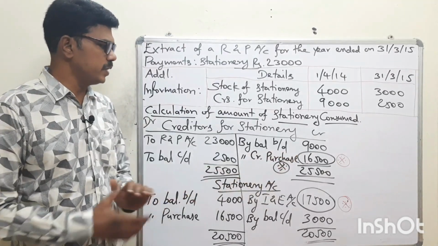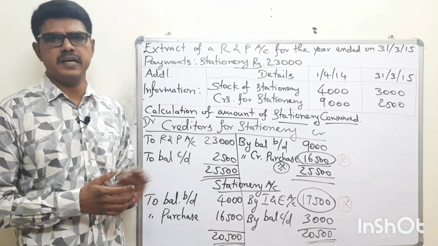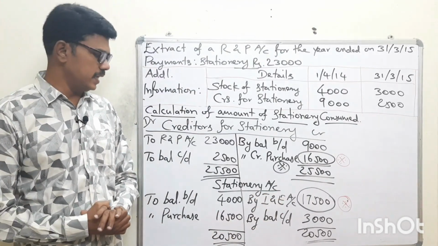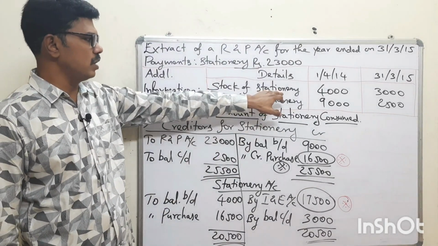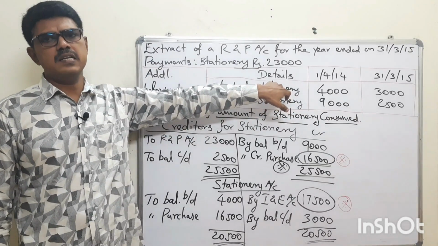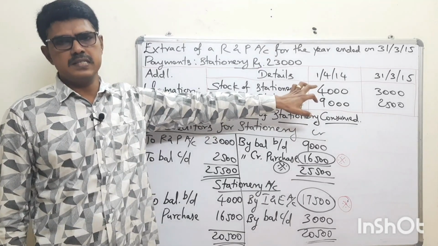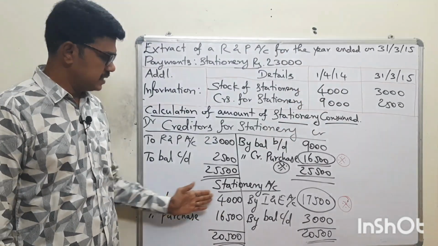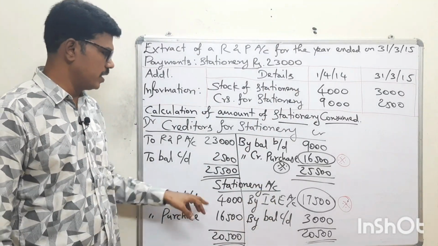After calculating the credit purchase by preparing the creditors ledger, we can proceed further to calculate the amount of stationery consumed during the year, right? Next, we are going to prepare the stationery account. They have given one more particular, stock of stationery. Stock of stationery is an asset. Stock is an asset. Asset accounts will always show a debit balance. By adjusting the asset values, the stationery values, we can calculate the stationery consumed.